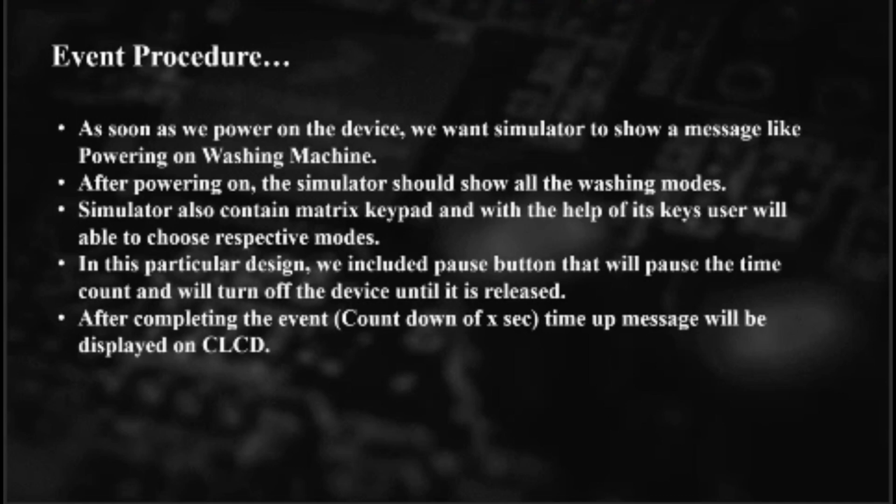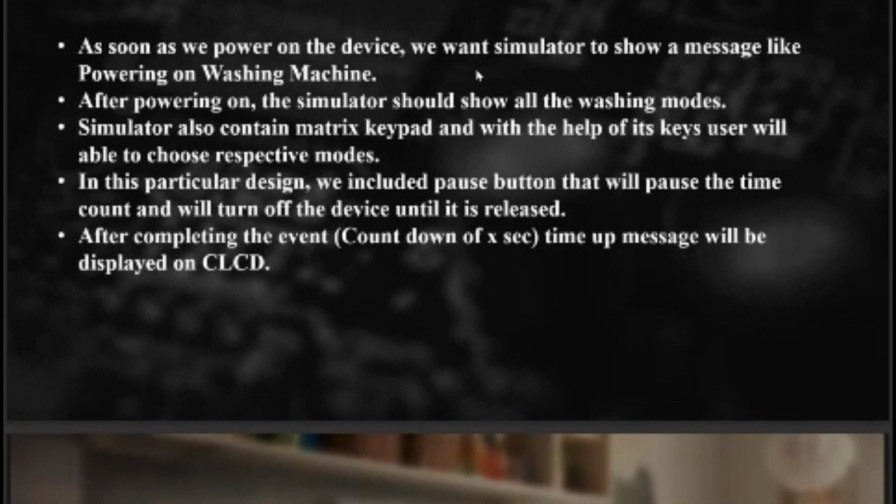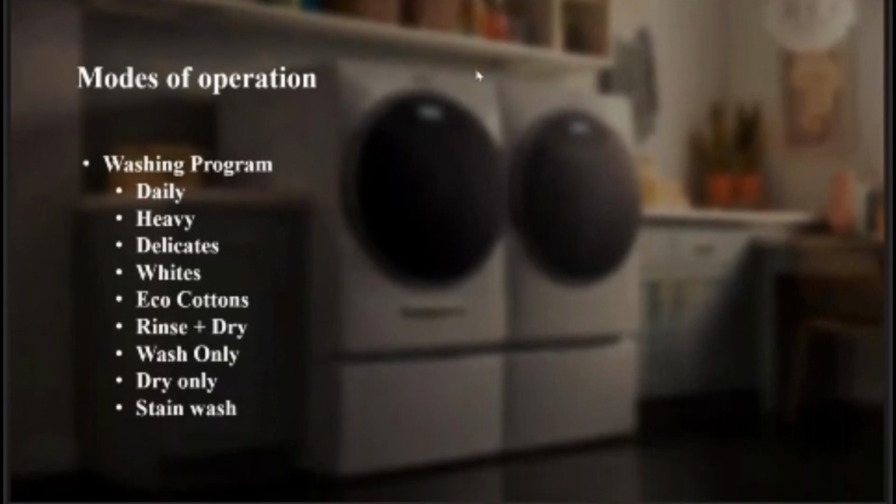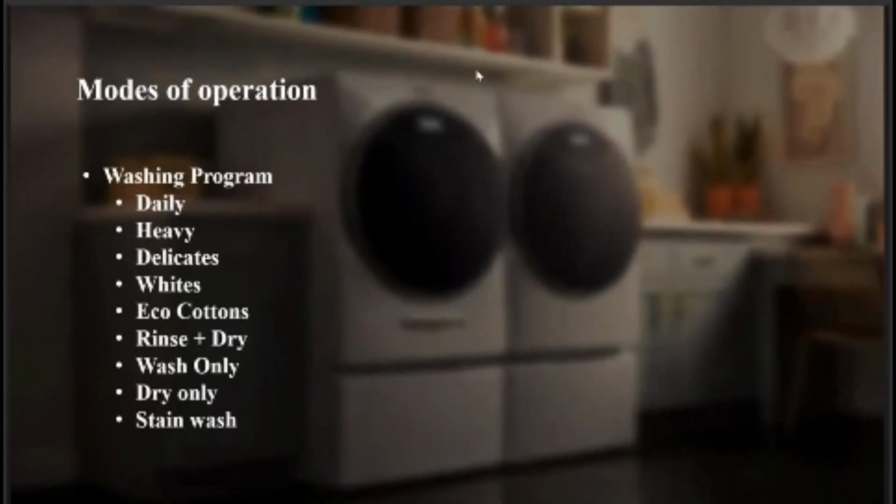In this particular design, we included a pause button that will pause the time and turn off the device until it is released. After completing the event, a time up message will be displayed on the CLCD. The modes of operation in the washing machine program are daily, heavy, delicates, whites, eco cottons, rinse plus dry, wash only, dry only, stain wash, etc. These modes of operation should be shown by the output. Demo now.